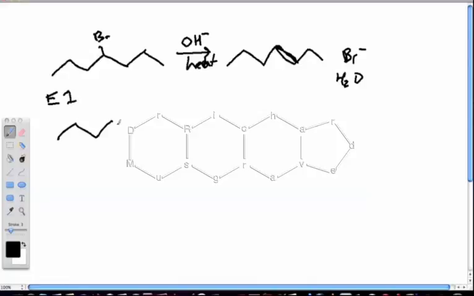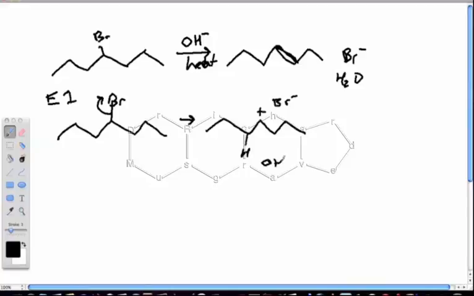what's going to happen first is that the Br is going to leave, and it's going to leave a positive charge on that C, and we'll have the Br negative coming off here, and then OH minus will come in and we'll get our alkene product.